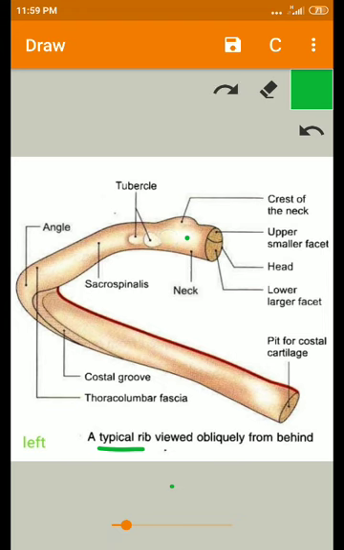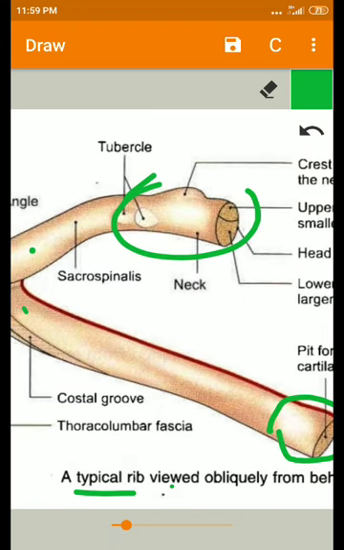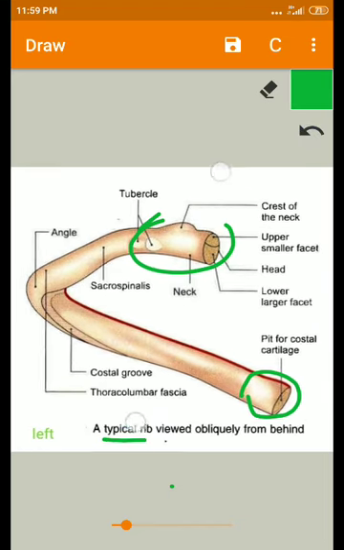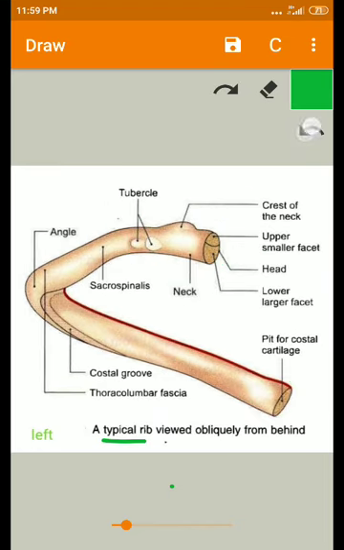Now, the parts of the rib consist of the anterior end, posterior end and shaft. Now we are going to see the anterior end. The anterior end is recognized by the presence of a small cup-shaped depression, which articulates with the lateral end of the corresponding costal cartilage.